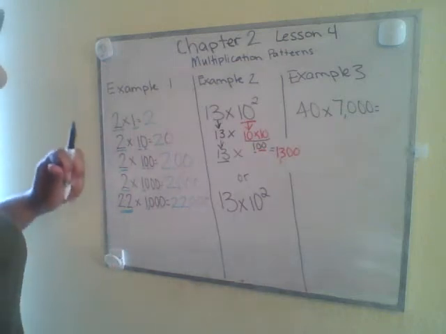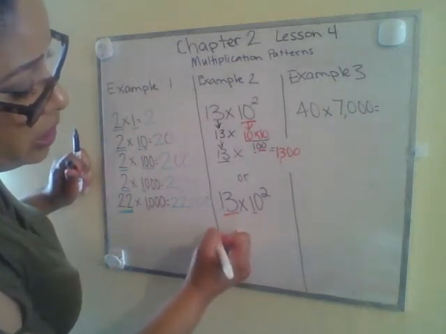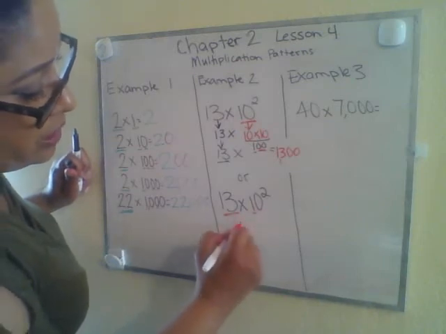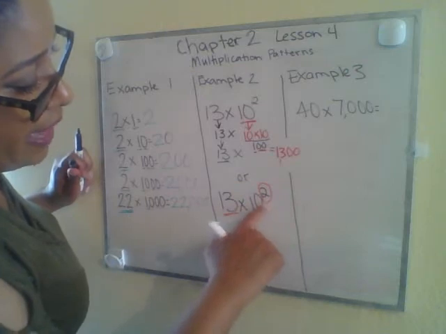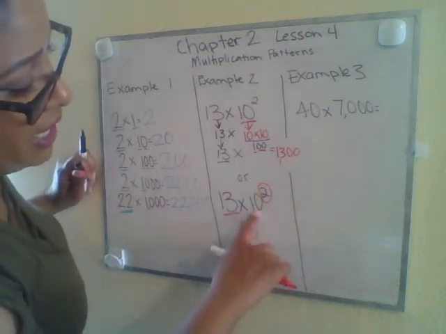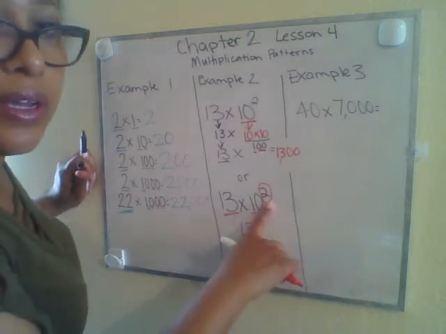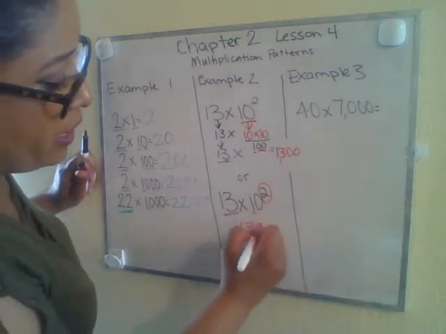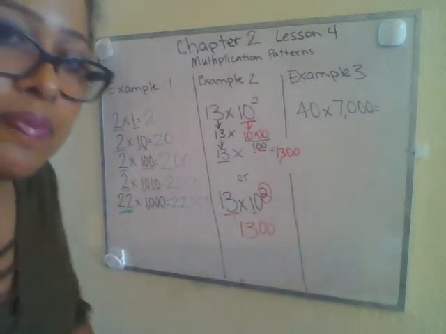Another way that you can look at this problem is like this. Find your basic multiplication, which is 1 times 13, and then look at your exponent. That 2 is telling you, since we're working with a base of 10, how many zeros you're going to have in your answer. So in our case, we would add 2 zeros. Okay?